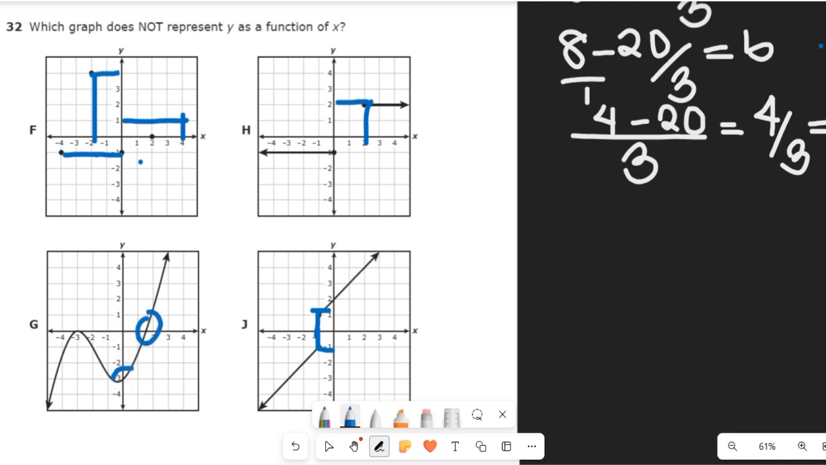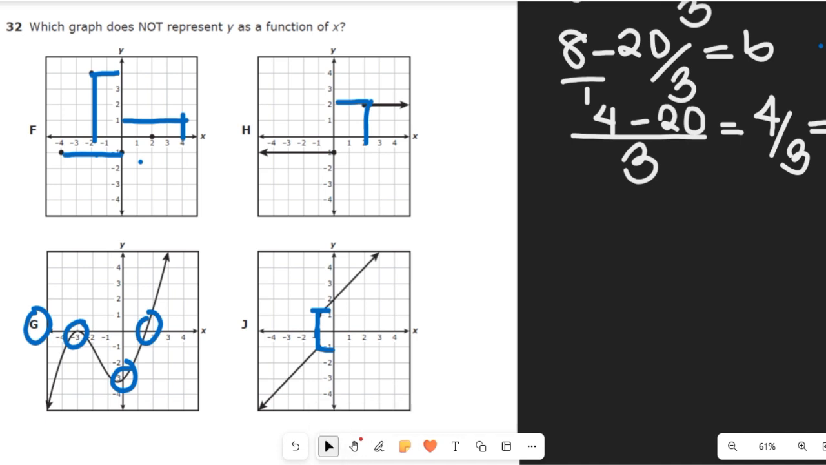It also cuts the graph here, and is about to cut the graph here. So it cut the graph in more than 2 places. So what does that tell us? That this graph does not represent y as a function of x. So the graph that does not represent y as a function of x is the graph with the option G, and that is the solution, the answer to this question.